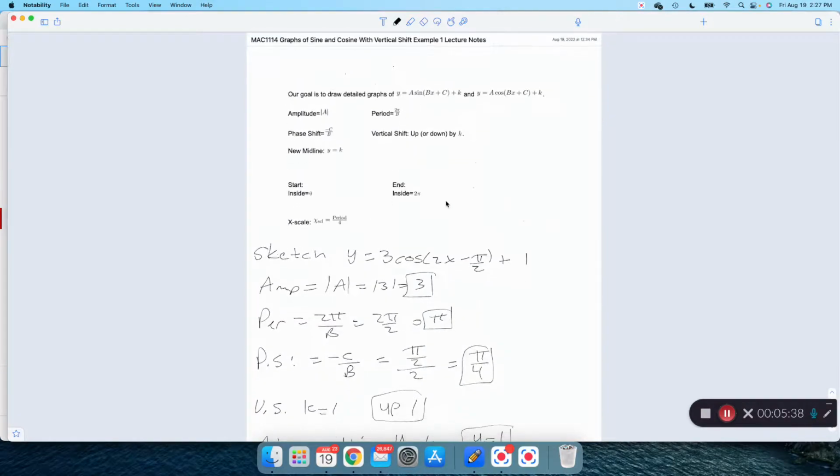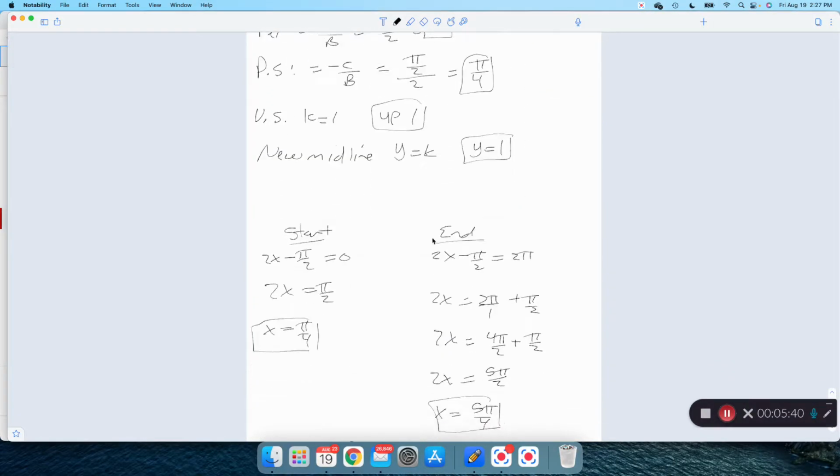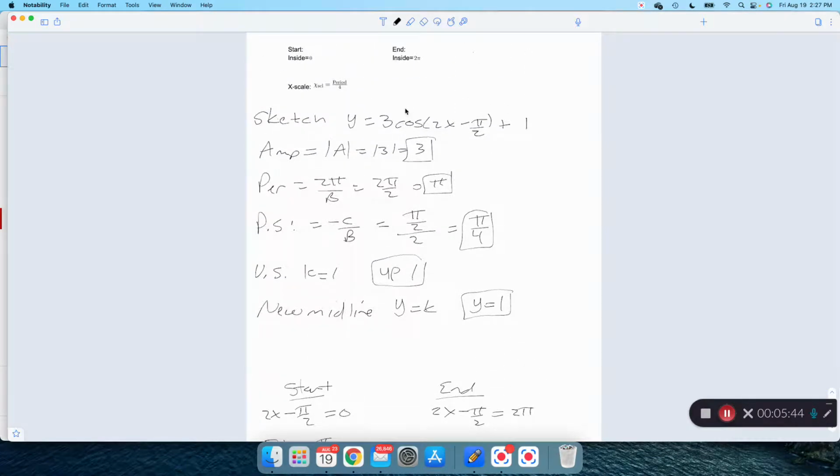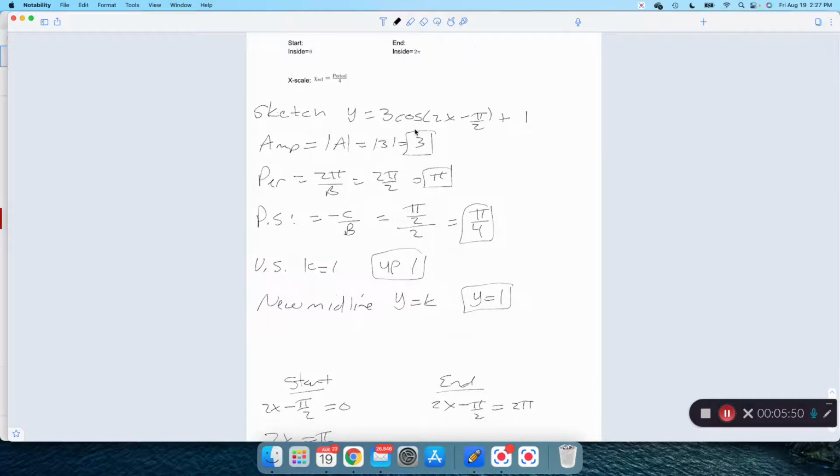Okay, so we do our start and end, pi over 4 and 5 pi over 4. And now, seriously, for the first time, I care if this is sine or cosine. It's cosine. So I know I'm going to start and end at crests at the top.